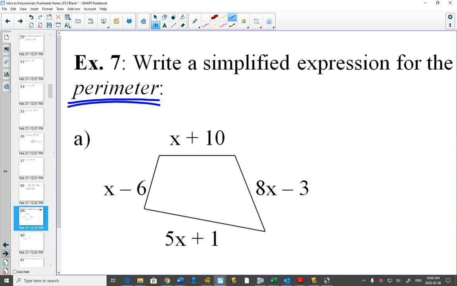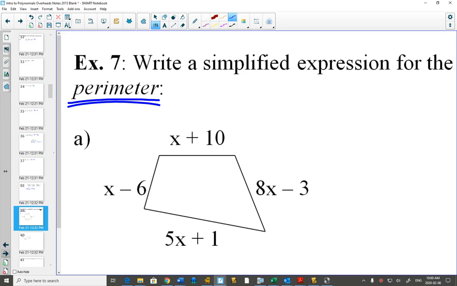Here's a new word for you. Well, maybe not. A word you've seen before, but I'm going to check to see, do we remember what perimeter means? Because we want to write a simplified expression for the perimeter. What does perimeter mean? It's the distance around an object. In Winnipeg, we have a perimeter highway, right? Because it sort of goes around the whole city. And that's why it was called the perimeter highway.